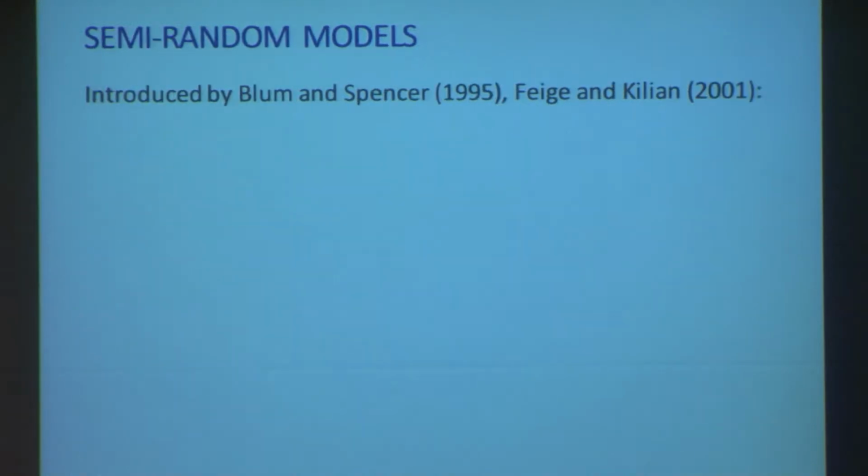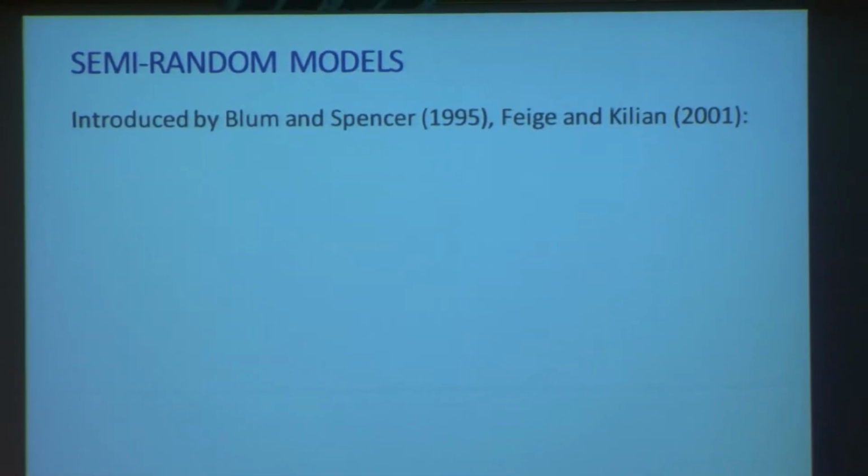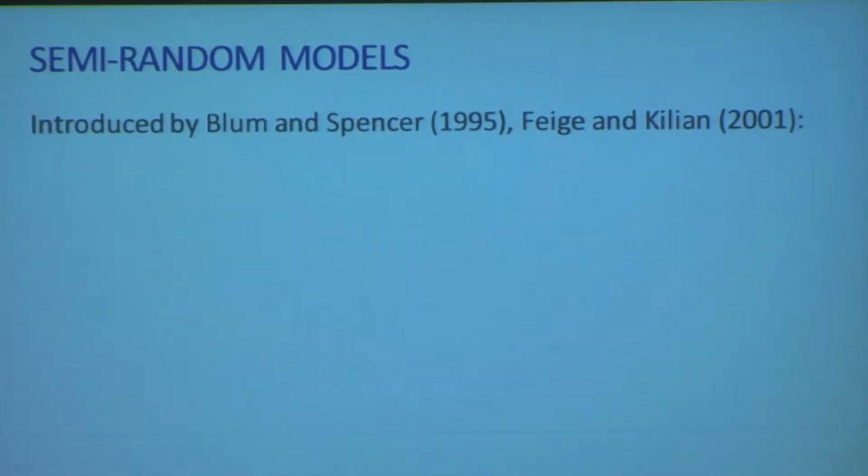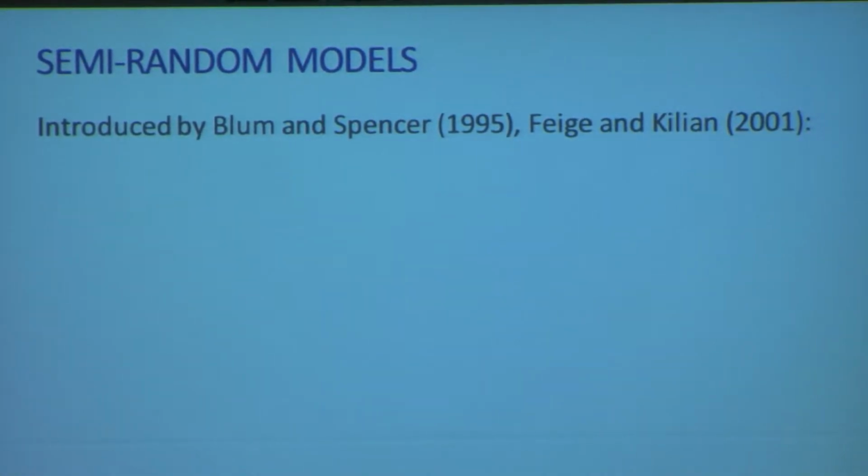So the final character in this story is a refinement to community detection, which is called the semi-random model. These are models which are very popular in theoretical computer science. I think these are important models going forward in a lot of other communities, not just in theory. These were introduced by Blum and Spencer and refined by Feige and Kilian.